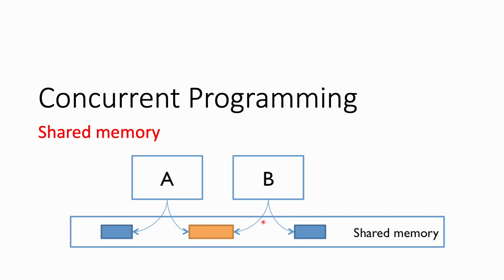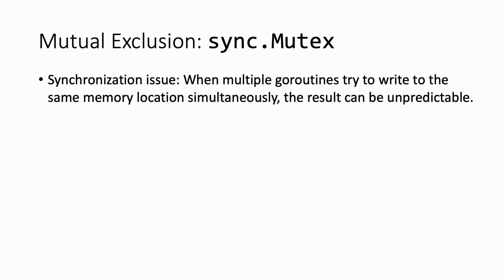Now let's switch gear to the shared memory style of concurrent programming. Recall that in the shared memory style of concurrent programming, the concurrent activities communicate with each other via shared objects or variables in the memory. This style is more efficient than the message passing style for concurrent activities with large data sharing, but it also has disadvantages and challenges. One challenge of shared memory is the synchronization issue.